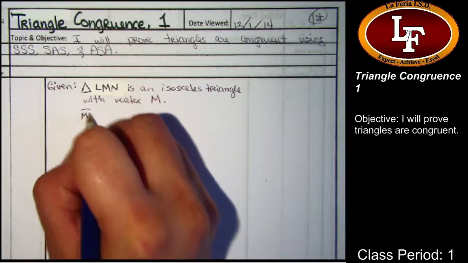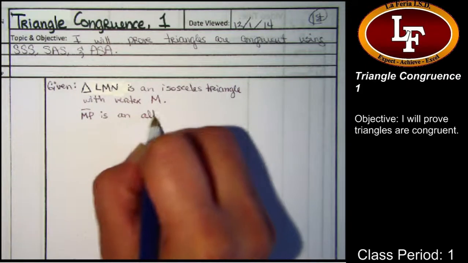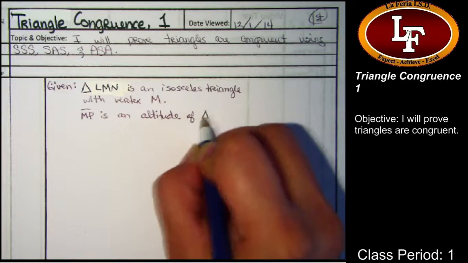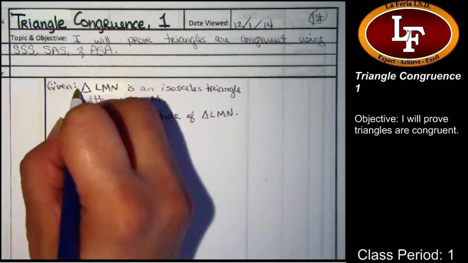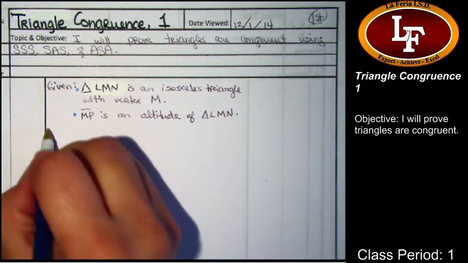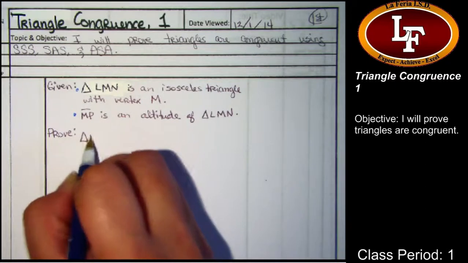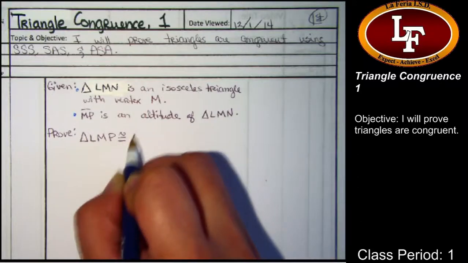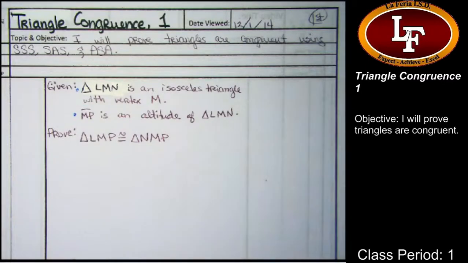And line segment MP is an altitude of triangle LMN. So these are the two things that we are given. These two things right here. We are being asked to prove triangle LMP is congruent to triangle NMP.